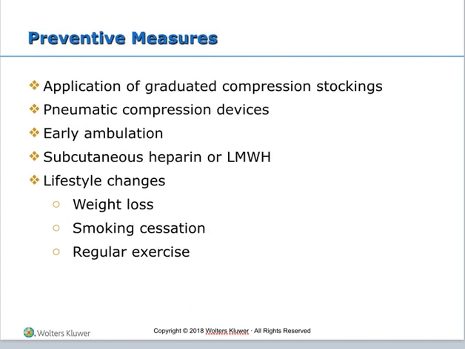Let's see. What can we do to prevent these from occurring? Well, we can wear TED hose. We could use SCDs, getting people up to walk early and frequently when they're hospitalized. We could use a low dose of subcutaneous heparin or Lovenox. We can recommend lifestyle changes, weight loss, smoking cessation, exercise. Obviously, those take more time.